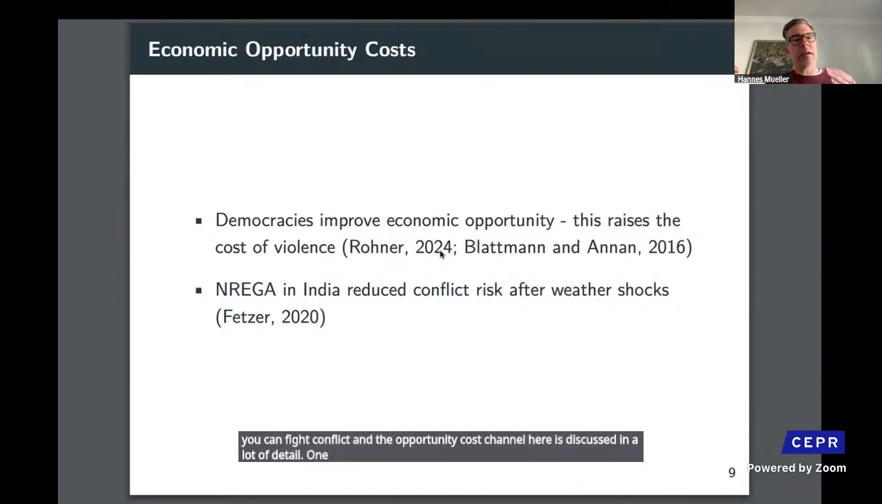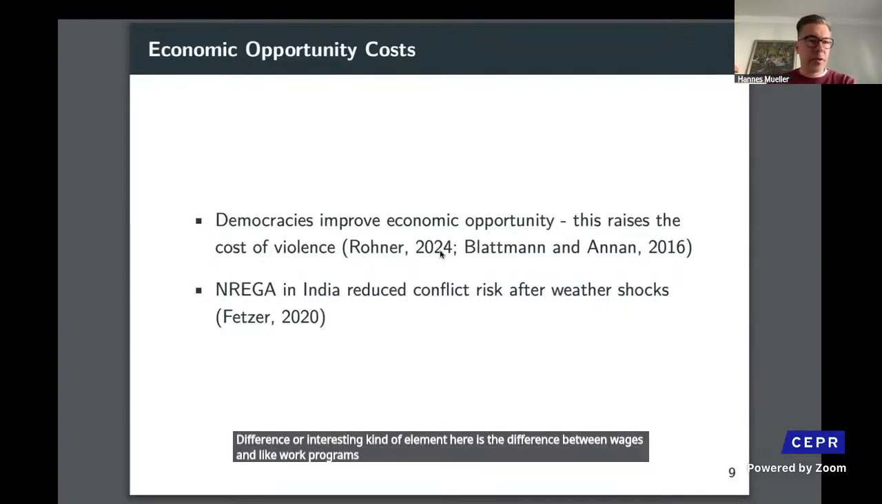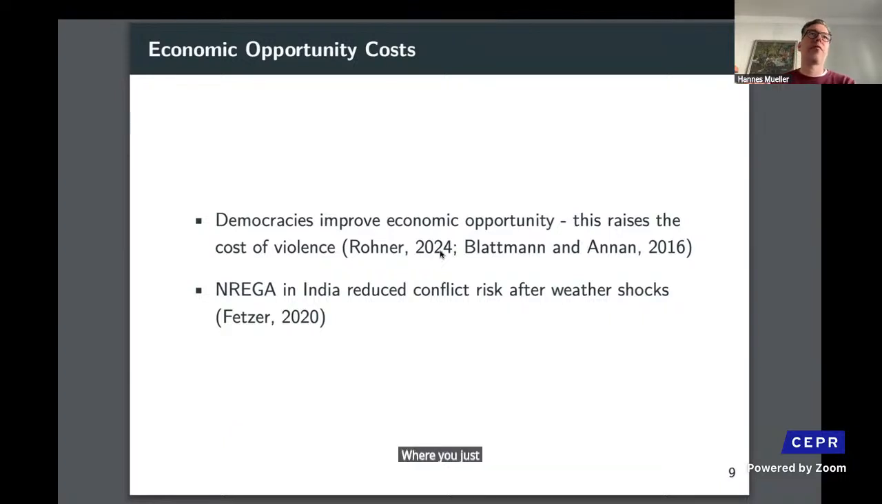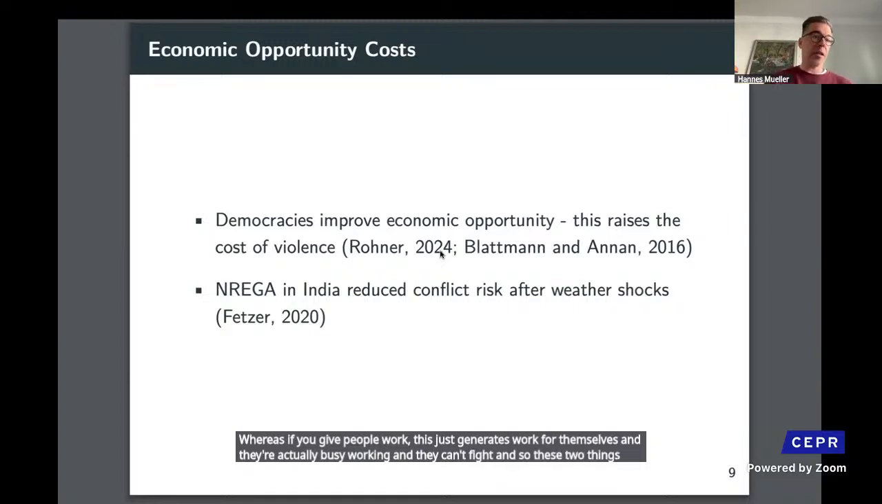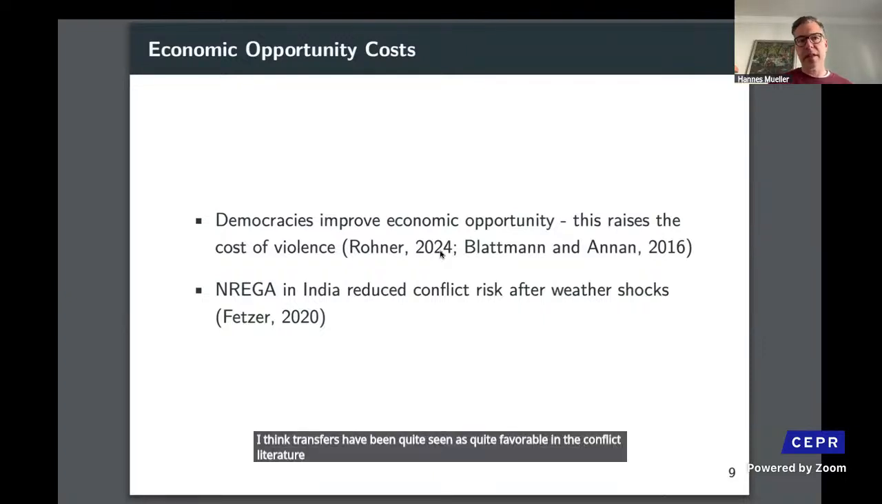One very interesting element here is the difference between wages and work programs and transfers, where you just give people money, because transfers can also be seen as rents, right? And of course, if you give rents, then people might fight more about them. Whereas if you give people work, this just generates work for themselves, and they're actually busy working and they can't fight. And so these two things, even though on paper and in development policy they look quite similar. And actually, I think in the latest literature on development aid, transfers have been seen as quite favorable. In the conflict literature, the jury is still out whether transfers help or actually make things worse, and it depends on the situation.